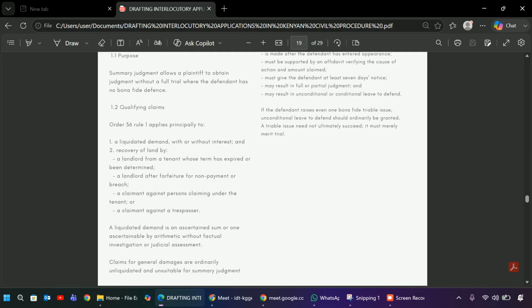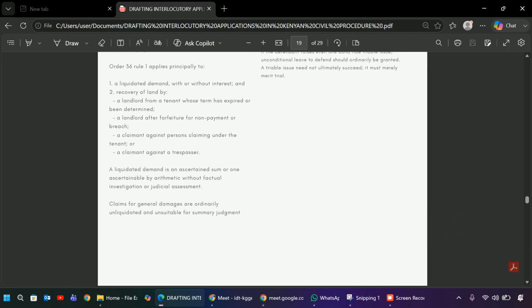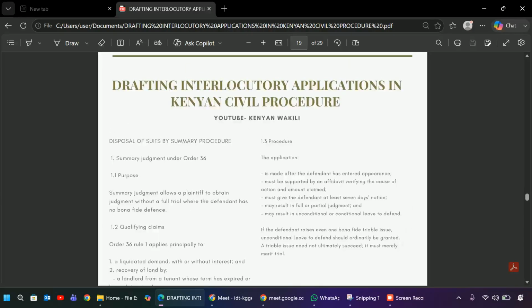And a liquidated demand is a sum ascertained or otherwise ascertainable by arithmetic, without factual investigation or judicial assessment. So that is the definition of a liquidated demand that Pluto was talking about. So it is ascertained directly. If you do the sums it comes direct, this is a special damage done, it's a liquidated demand. But where it needs factual investigation or judicial assessment like general damages, that's where Pluto tells us that will have to go for formal proof. So claims for general damages are ordinarily unliquidated and unsuitable for summary judgment.